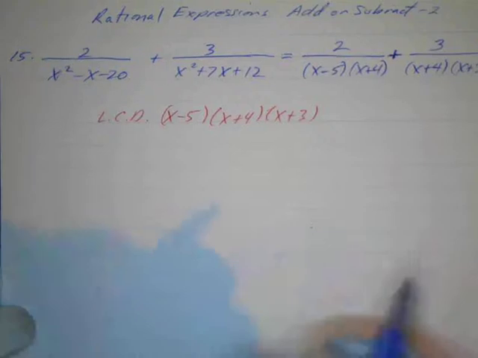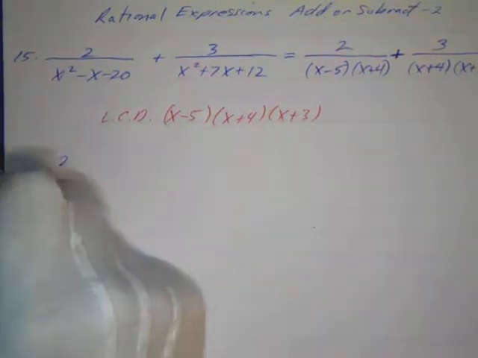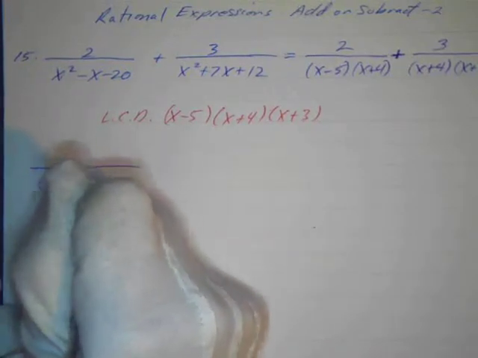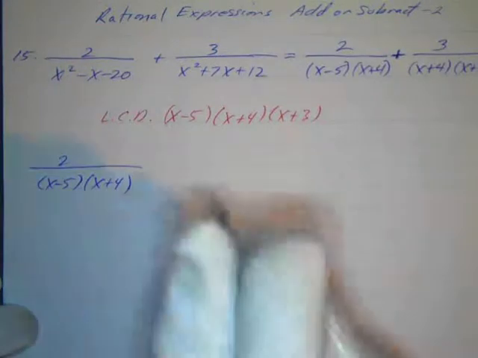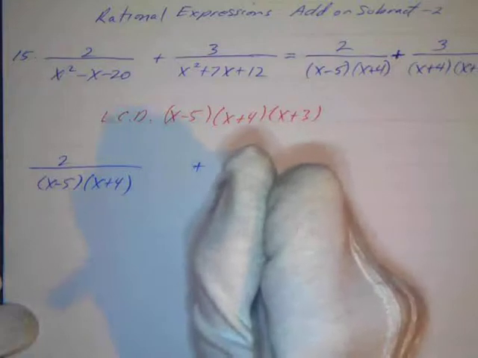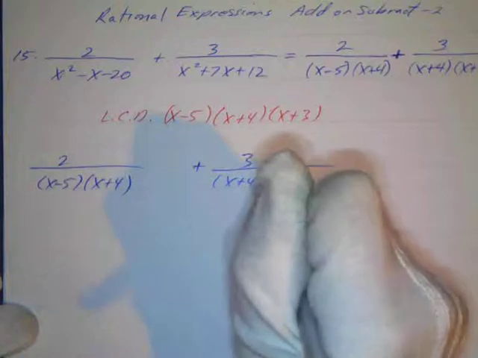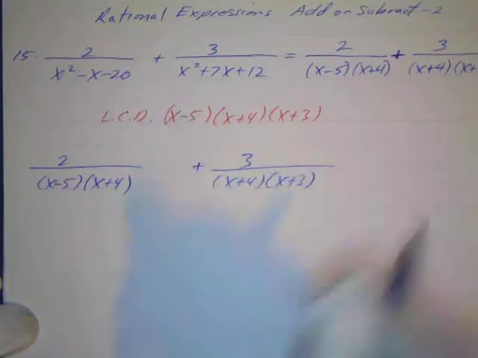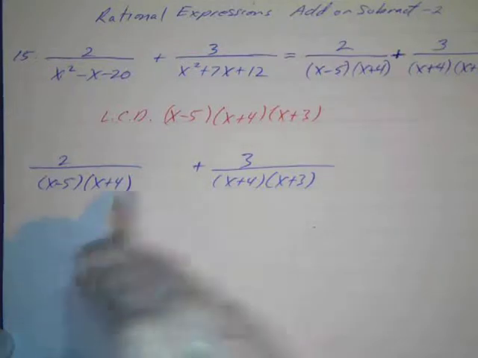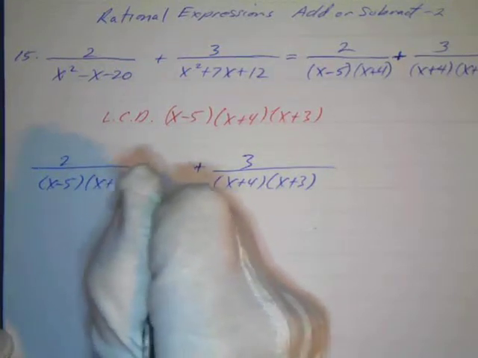So now I'll rewrite this, and I'm going to leave myself some room to modify it. I'll write it in the factored form. 2 over x minus 5 times x plus 4, and then plus 3 over x plus 4 times x plus 3. And then we want to look at these denominators and make them look exactly like the LCD. So what's missing here? Well, I got the x minus 5, the x plus 4, I'm missing the x plus 3, so I have to put an x plus 3 here.